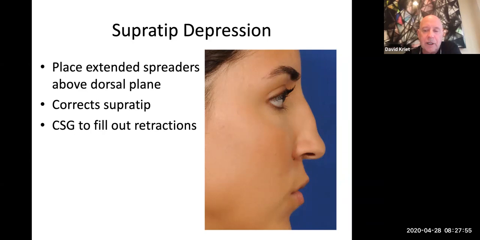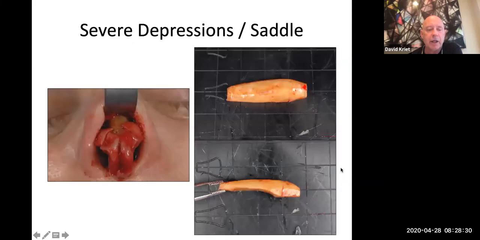But I will sometimes use spreader grafts that are a little bit taller and actually place them above the height of the dorsal plane and then reattach the upper lateral cartilages to that. And then can use a caudal septal extension graft to fill out retractions. You can see she has this acute nasolabial angle. So we need to do something to work on that area. So this is how those grafts would be placed above the height of the dorsum in this area here. And then a little plumping graft, I believe, was what I used in the nasolabial angle.